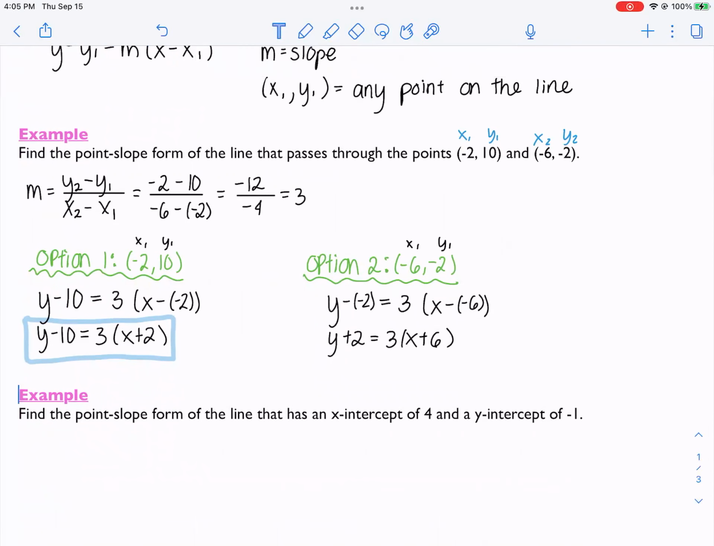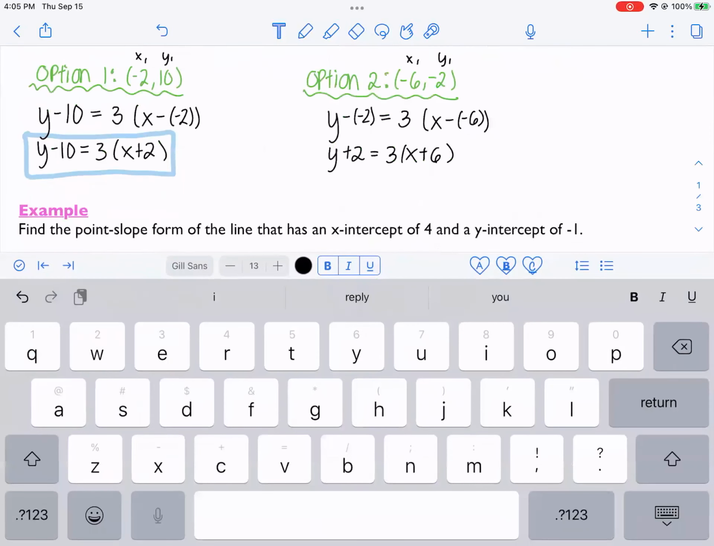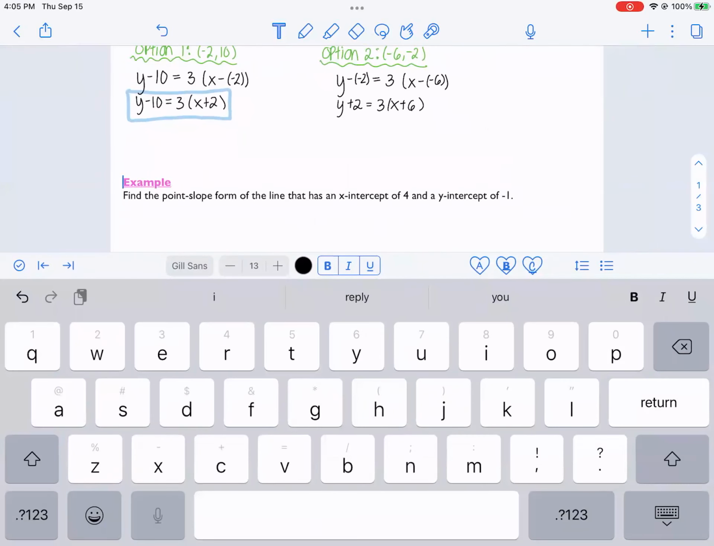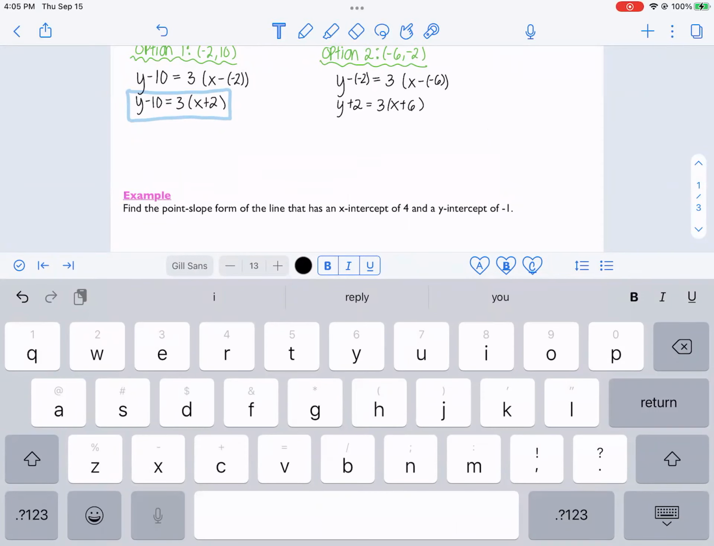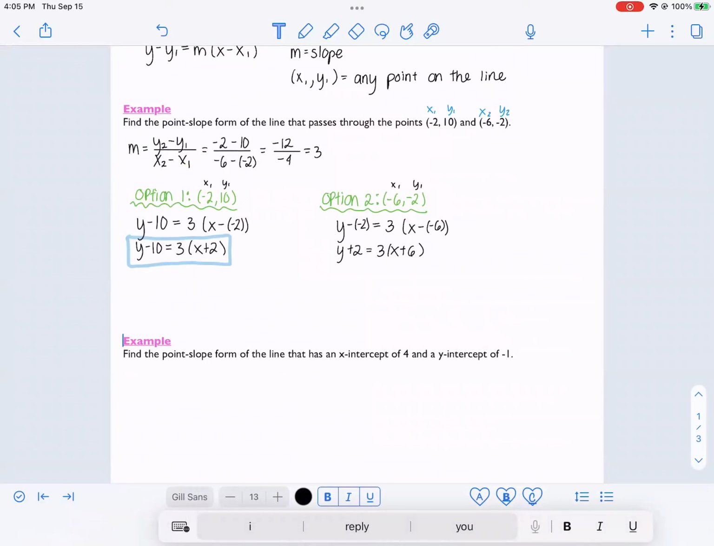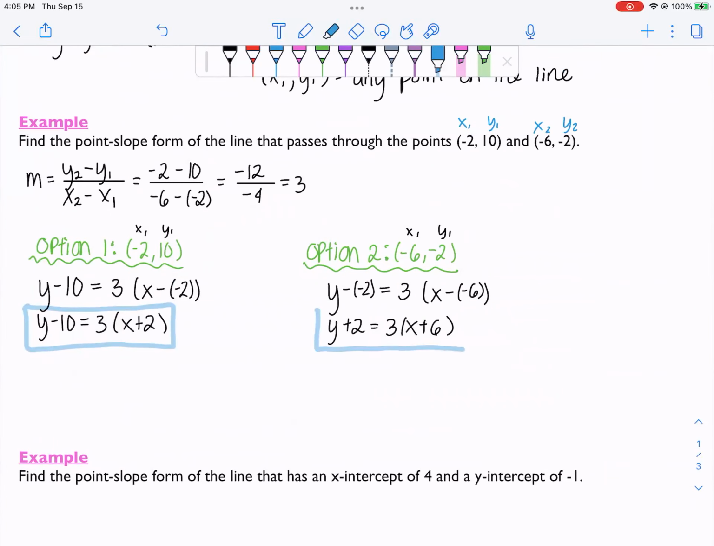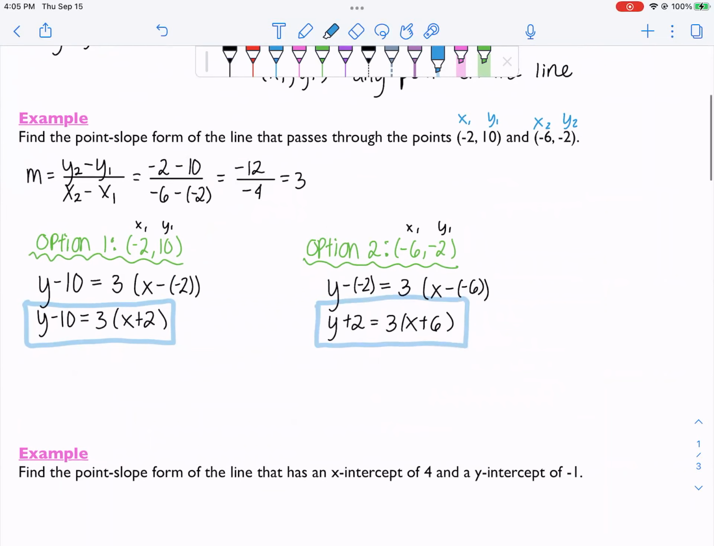Let's see if my keyboard will let me make a bit more room here. Okay, good. It's not going to mess up too much there. So either of these answers fits the criteria of the problem. They are both equally correct.